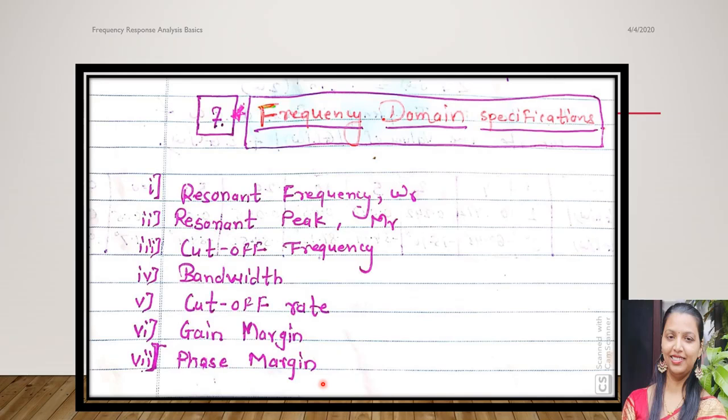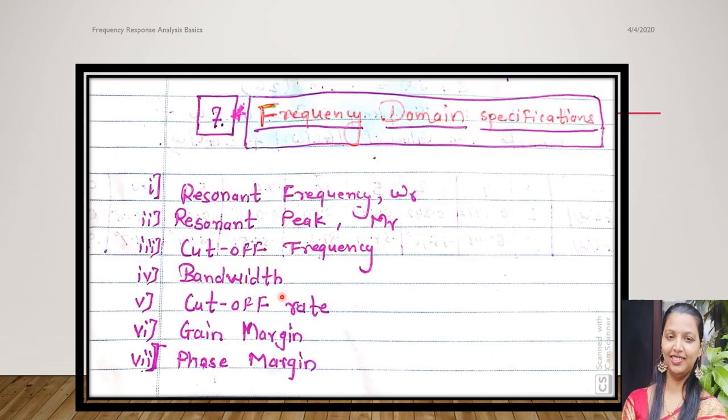Resonant frequency ωr is defined as the frequency at which the output of a system has a maximum magnitude. Resonant peak Mr is the maximum value of the magnitude. Cutoff frequency ωc: the frequency at which the magnitude |G(jω)| is 1/√2 times its maximum value is known as the cutoff frequency. In other words, the frequency at which the magnitude of a closed loop system is 3 dB less than its maximum value is called the cutoff frequency.